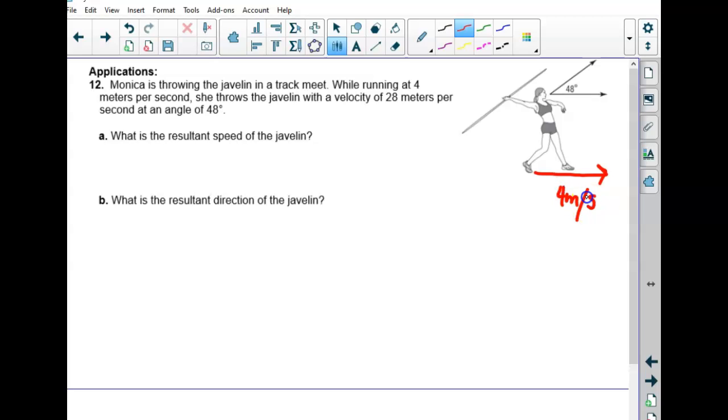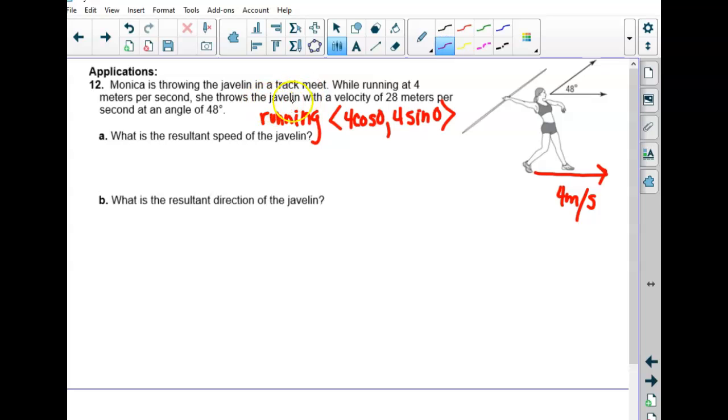Just be 0 degrees, yes? Okay, so we're going to call that vector her running. 4 cosine of 0, 4 sine of 0. Or you could just call it 4, 0 because it's moving her 4 to the right.